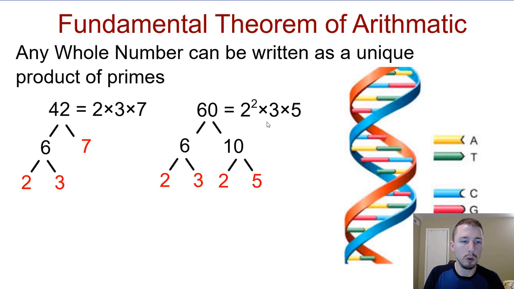What's really cool about having these codes, the fundamental theorem of arithmetic, is it really helps us with greatest common factor and least common multiple between the two. So for instance, for the greatest common factor, what's the smallest number of 2s that they have in common? That would be 2, just one 2, and then a 3.